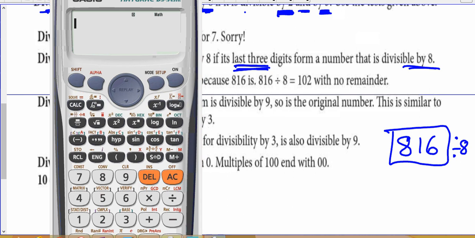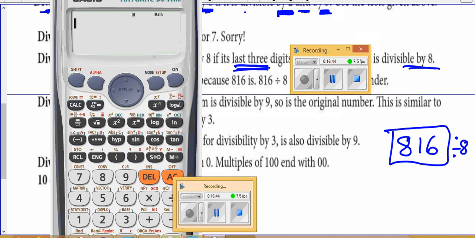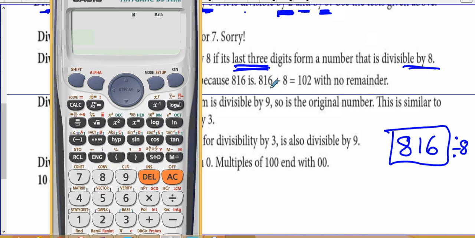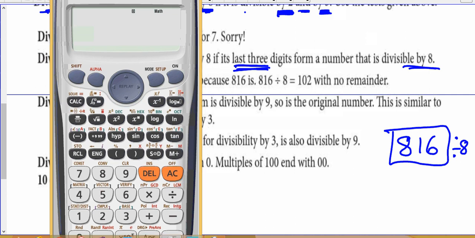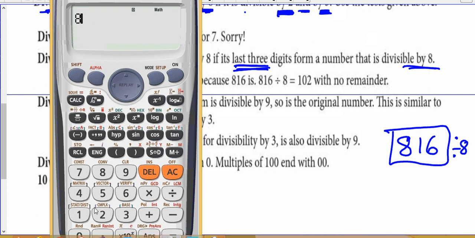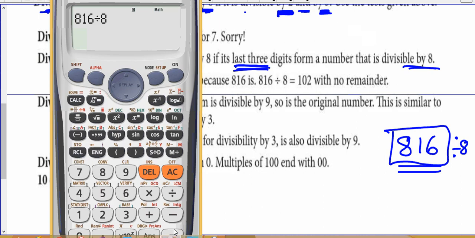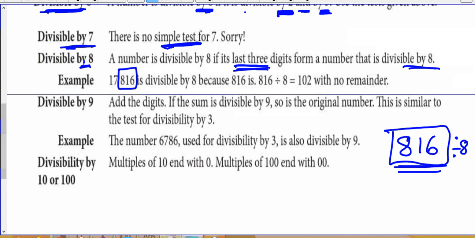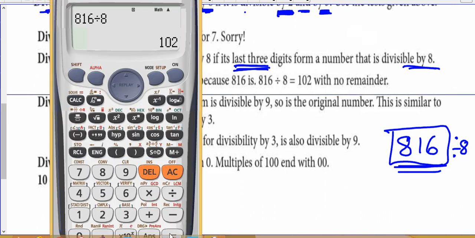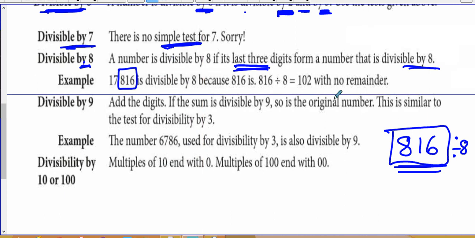Take your calculator like this. Then perform the calculations. You do 816 divided by 8. If the answer is a whole number, that means it's not a decimal, then this number is divisible by 8. But if the result after dividing by 8 is a decimal, then this number is not divisible by 8. Let's see. Equals the whole number 102.